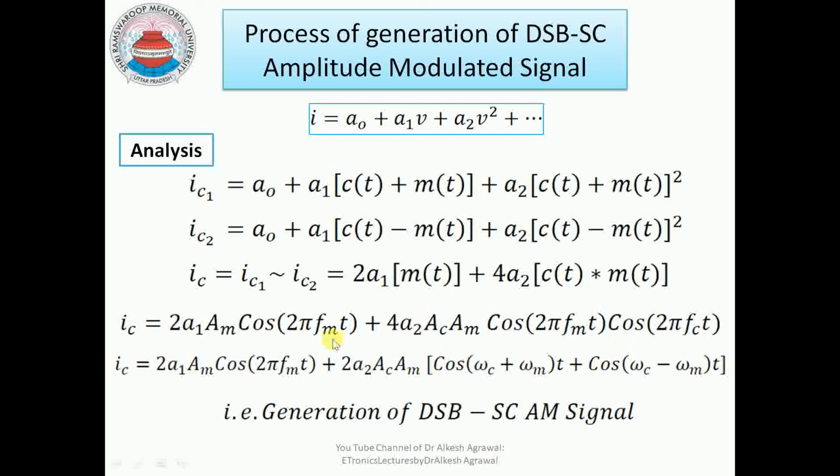Now in this expression we see that in IC we do not have a carrier signal. So this component can be filtered out. So what we get is suppressed carrier. We have a double sideband suppressed carrier signal, and this is the analysis process which shows how this double sideband suppressed carrier is generated out of the balanced modulator.